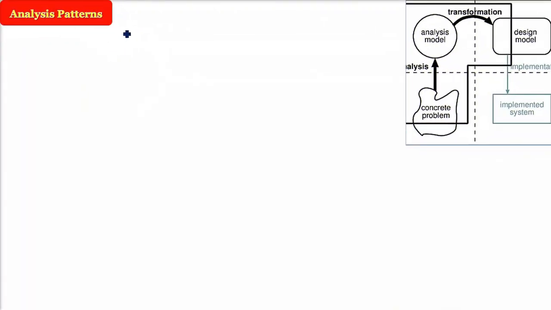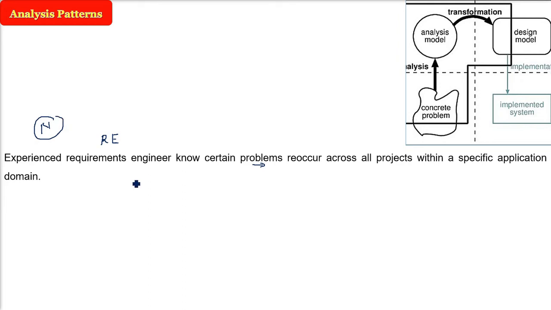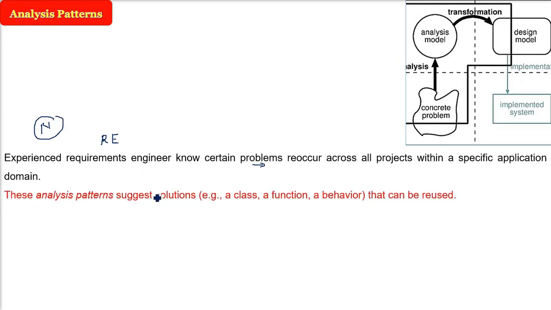Analysis patterns. We already talked about patterns. Patterns are those already known things, which have already been done, you know them, and they can be reused. Requirement engineers who are quite experienced, who have worked for a while, know there are certain areas where problems will reoccur. If you are going to a networking project, you know what the problems are. If you are going to some other field, you know these are the general problems which normally will come.